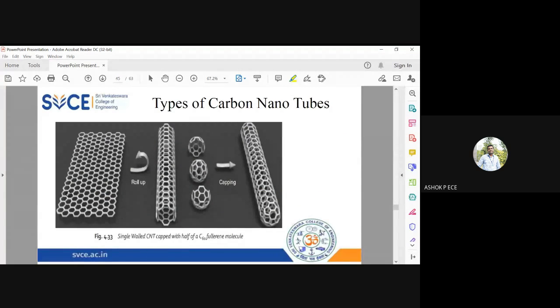See here, a single-walled CNT capped with half a fullerene molecule. So you take a horizontal sheet, roll it into a straight rod, and at the ends you make it spherical. After capping, you get this single-walled CNT with half of a fullerene molecule. So you manufacture all the hexagons horizontally, and you roll it. After rolling, at the ends, you fix the caps and ensure that the surface is very smooth and circular at both ends.